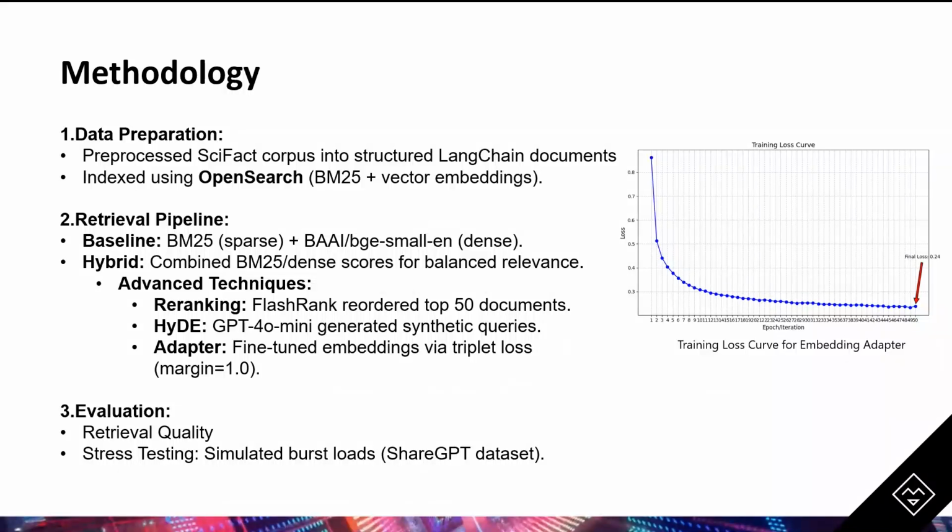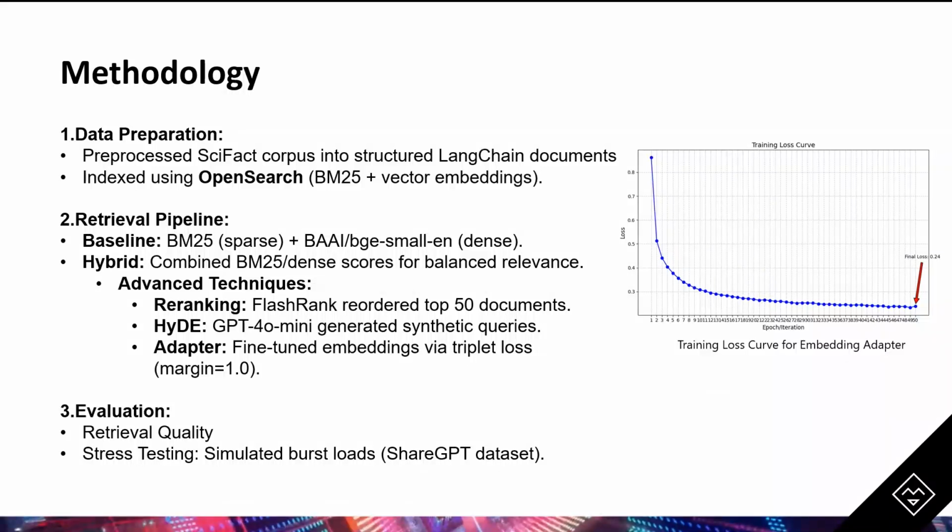But we didn't stop there. We added re-ranking with FlashRank, which helped reorder the top 50 documents, making sure the best results surfaced first. We also leveraged HyDE, or hypothetical document embeddings, using GPT-4o Mini to generate synthetic queries that mimic how real evidence appears in documents. Finally, we fine-tuned embeddings for scientific claims with a lightweight adapter trained using triplet loss rather than retraining a full model, which saved time and resources.